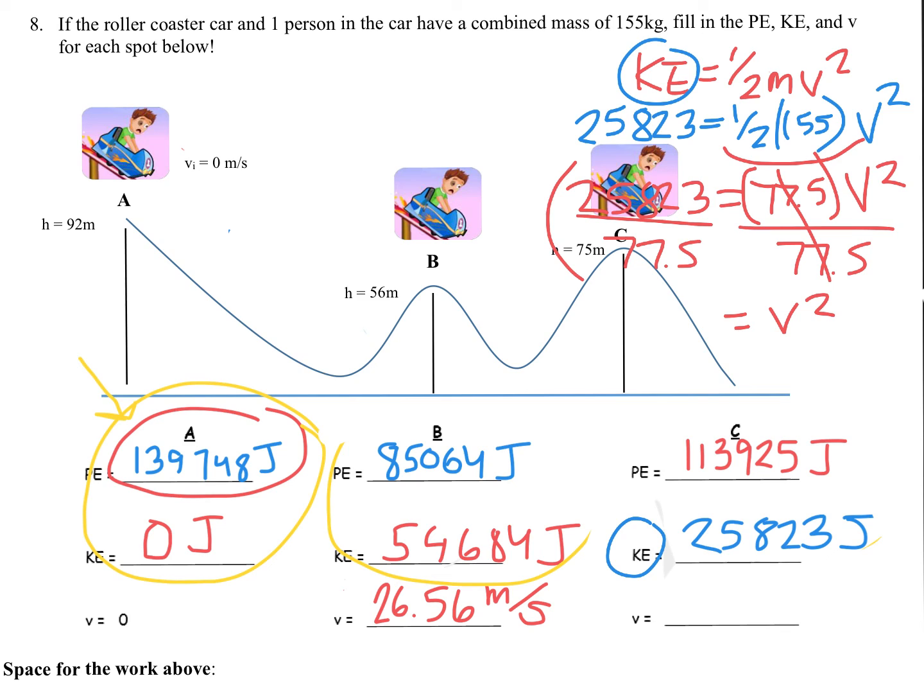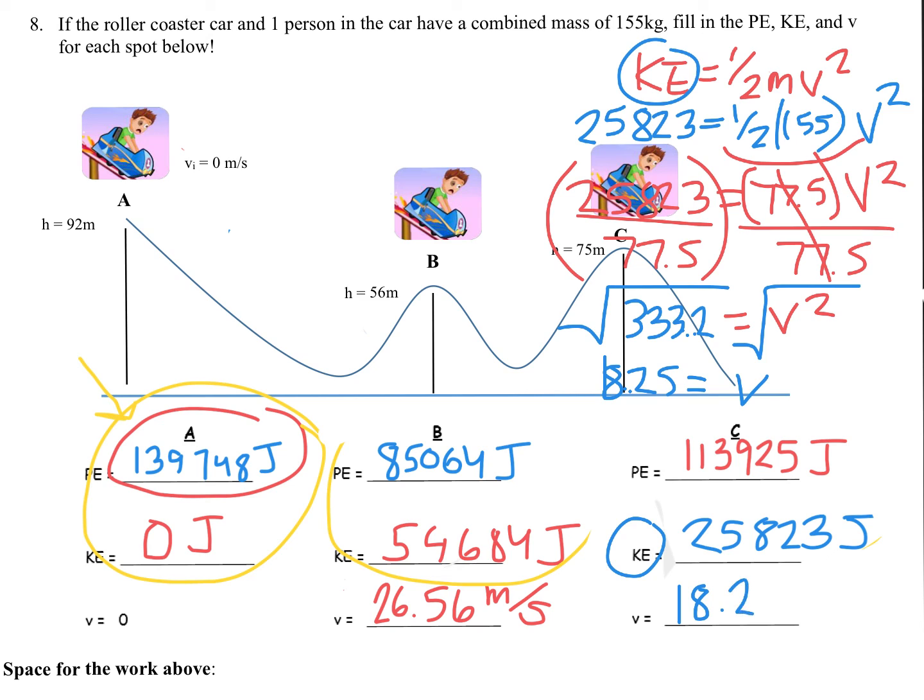That's going to get velocity squared by itself. When we take the 25,823 and divide it by 77.5, we end up getting about 333.2. Now be careful because that isn't your final answer, right? We need to square root that to get V by itself. And when we do that and get V by itself, we get about 18.25 for our answer. Question is, what are the units for velocity? 18.25 what? Meters per second.